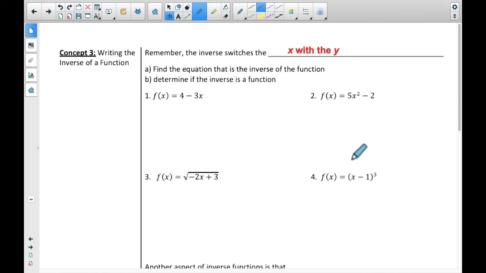Right, on this page, we're going to be talking about how to find inverses algebraically. So the previous page was on graphs. This one is on equations and algebra, like doing them, what happens. Well, remember that the inverse switches the x with the y.